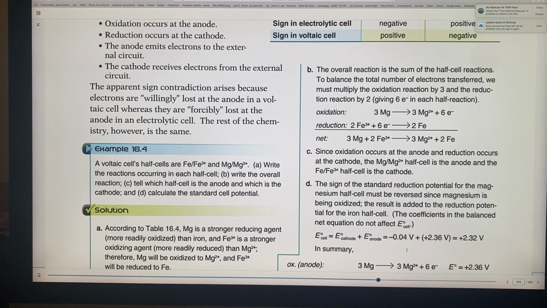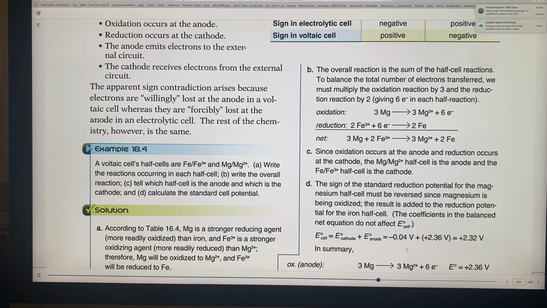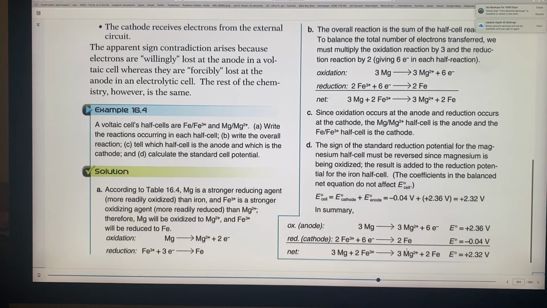So the sign of the standard reduction potential for the magnesium half cell must be reversed. We're going to have to reverse this sign. Although it's more negative or less positive, it's more active. So the more active one is going to reverse its sign. And then we're going to find that out.